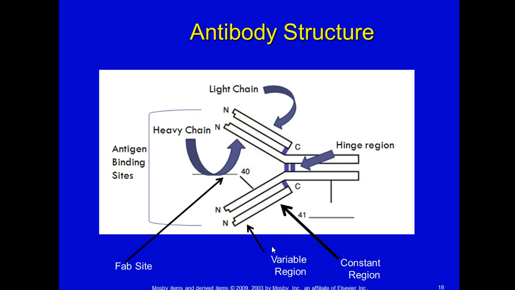Here's another picture that shows a little bit closer. The Fab site, which binds the antigen, is up here. The hinge region makes these arms flexible to be able to reach in and bind to the antigen. And then we do have the Fc region here in the back.